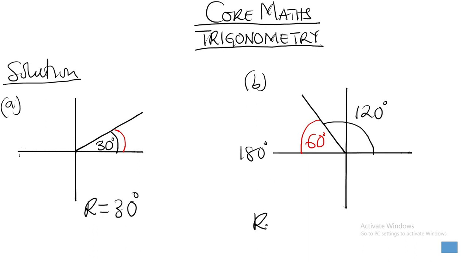So you can get it by subtracting the principal angle, which is 120 degrees, from 180 degrees. What it means is that in the second quadrant, to determine the reference angle, you have to subtract the principal angle from 180 degrees. So you are going to have 180 degrees minus 120 degrees, and this will give us 60 degrees. Good.